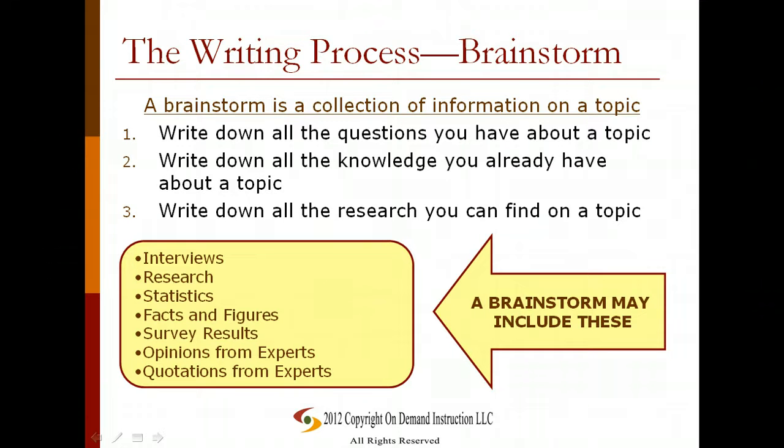In a brainstorm, the kinds of information that you would find would include interviews, research, statistics, facts and figures, survey results, opinions from experts, and quotations from experts. These would all normally be found in a brainstorm.